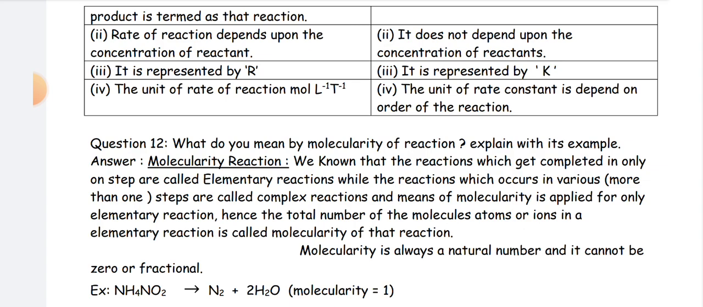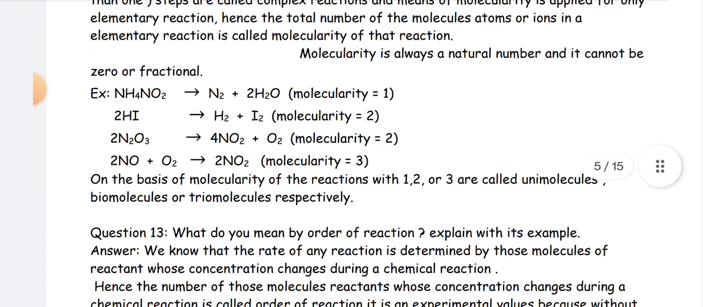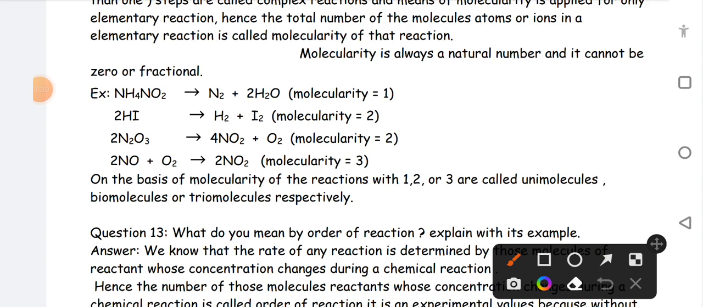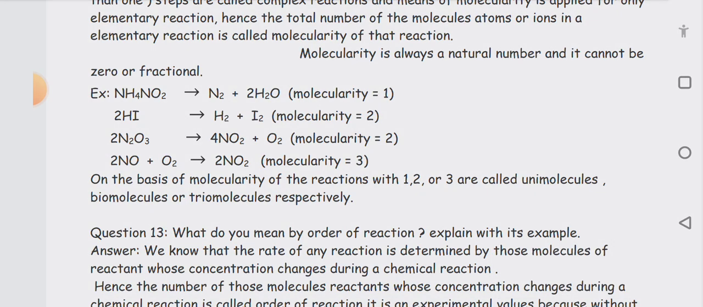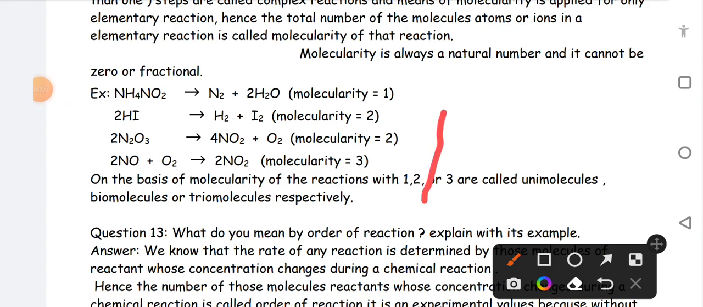Molecularity is always a natural number, and it cannot be zero or fractional. For example, first example, NH4NO2, molecularity 1. Second example, 2HI decomposes into H2 plus I2, here molecularity is 2. 2N2O5 gives 4NO2 plus O2, sorry, here 2N2O5, this is a correction, molecularity 2. And in the last example, 2NO plus O2 gives 2NO2, molecularity 3. Next, order of reaction.